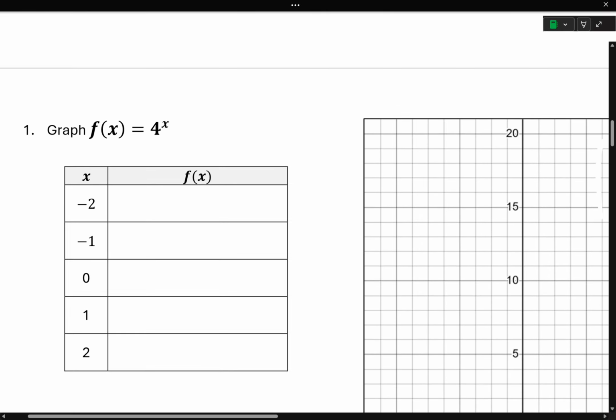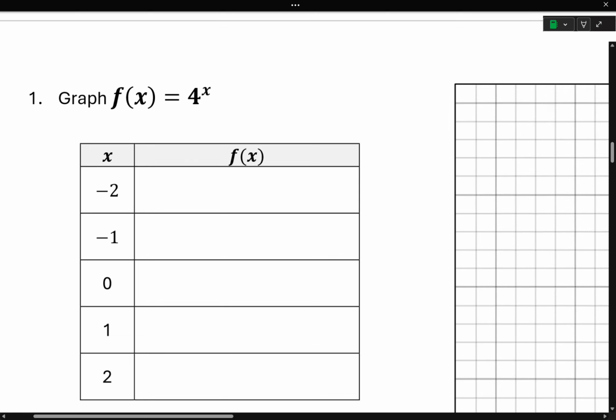Now let's do some actual graphing. We are going to graph these various exponential functions, and we're going to do that by plugging in an x into our function, and then we'll graph the points we get. So here we have 4 to the power of x. When I say that x is negative 2, what I want you to do is do 4 to the power of negative 2. You can put that into your calculator, and you should get 1/16.